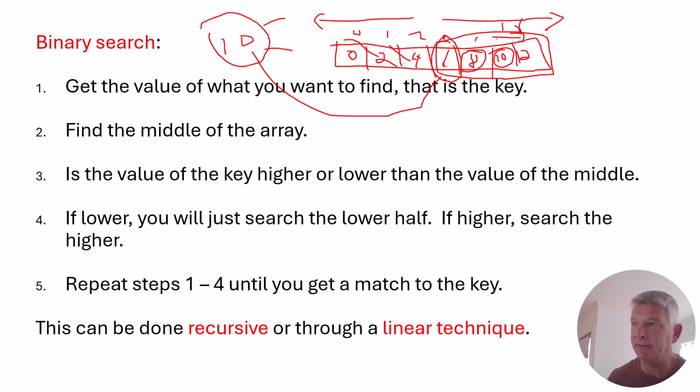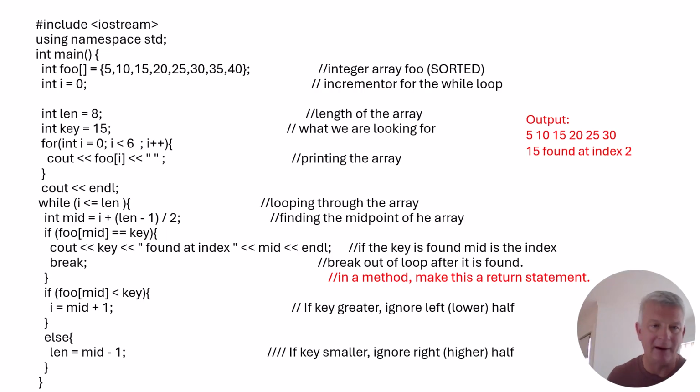Now, this can be recursive too, and we'll get to that later. But we're just going to keep repeating these steps. Find the middle, check the value. If it's lower, if it's higher, boom, boom, boom. It's pretty cool. All right, let's look at how we do this with our code.